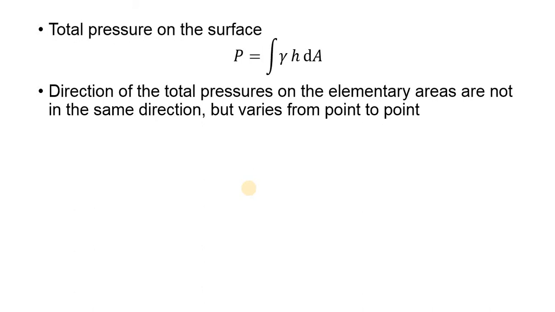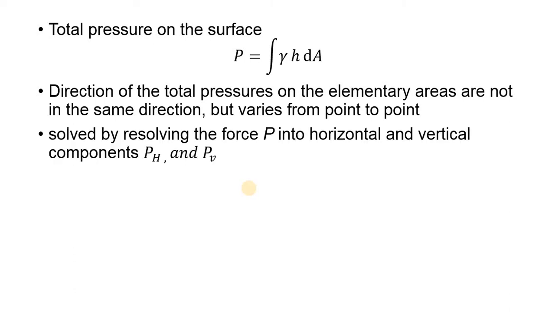but the total pressure on the surface is not yet being discussed here, and we'll try to understand how to calculate the total pressure. So we know that P is the integration of gamma h into dA, but the directions of the total pressures on the elementary areas are not in the same direction, but vary from point to point, and that's the reason that we do not go with the earlier approaches. We may need to identify one or two other tricks here to calculate the total pressure.